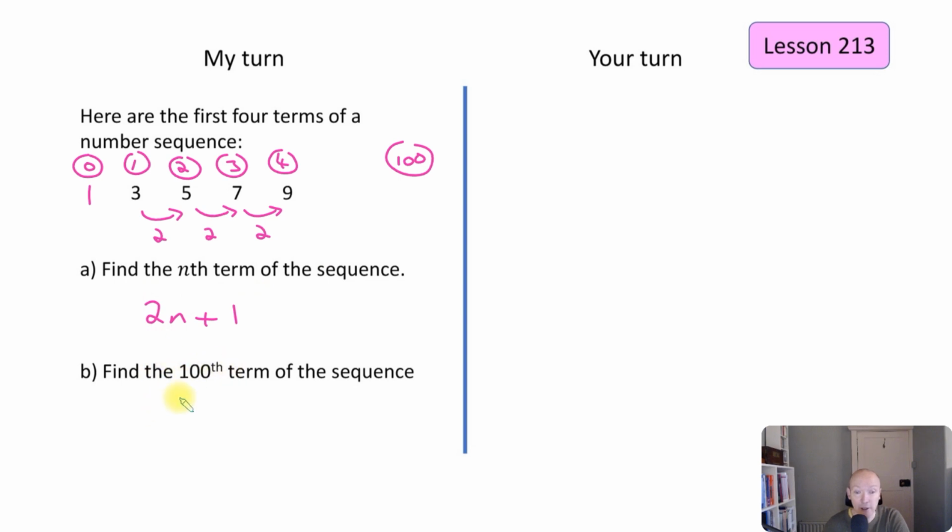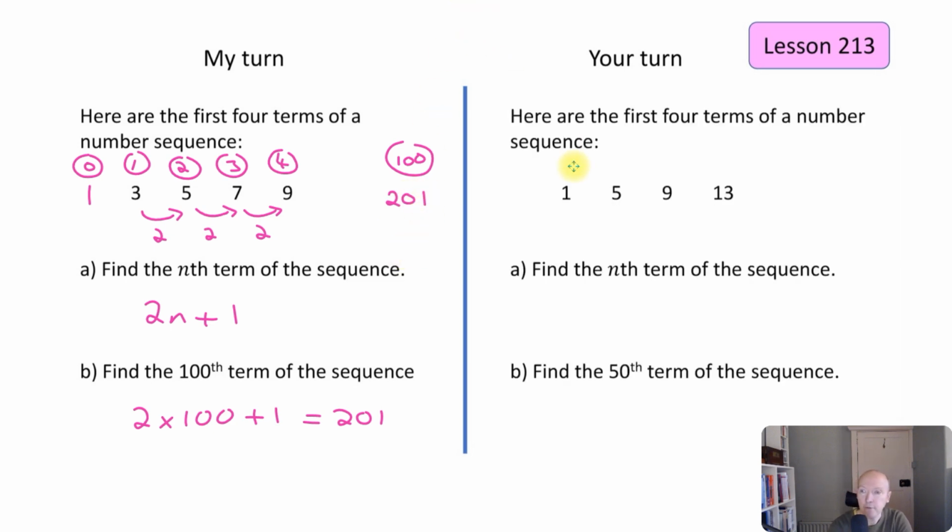So in this case, to find the 100th number, all I'm going to do is 2 times 100, 2 times n, 2 times 100, plus 1. Well, 2 times 100 is 200, plus 1 is 201. That tells us that the 100th number is 201. Right, want to have a go yourself? I'd like you to pause the video and try that now.